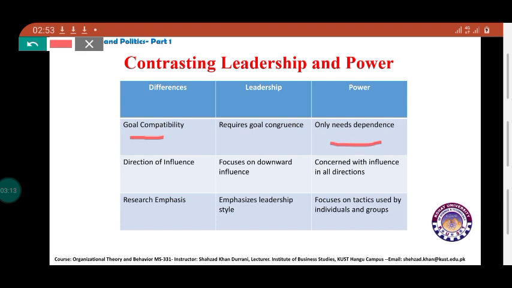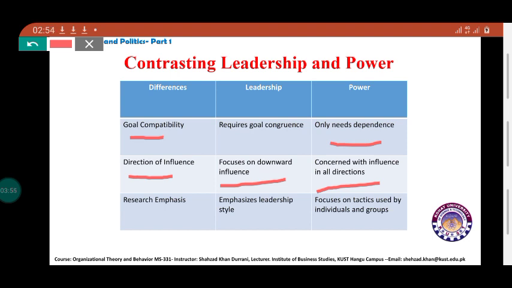For example, if B is dependent on A, it means that B lacks something that A possesses. Then the second difference is the direction of influence. Leadership focuses on downward influence, on their followers, their teams, the subordinates. While power is concerned with influence in all directions. It is concerned just with the dependency and the potential that one person has and the other person lacks.